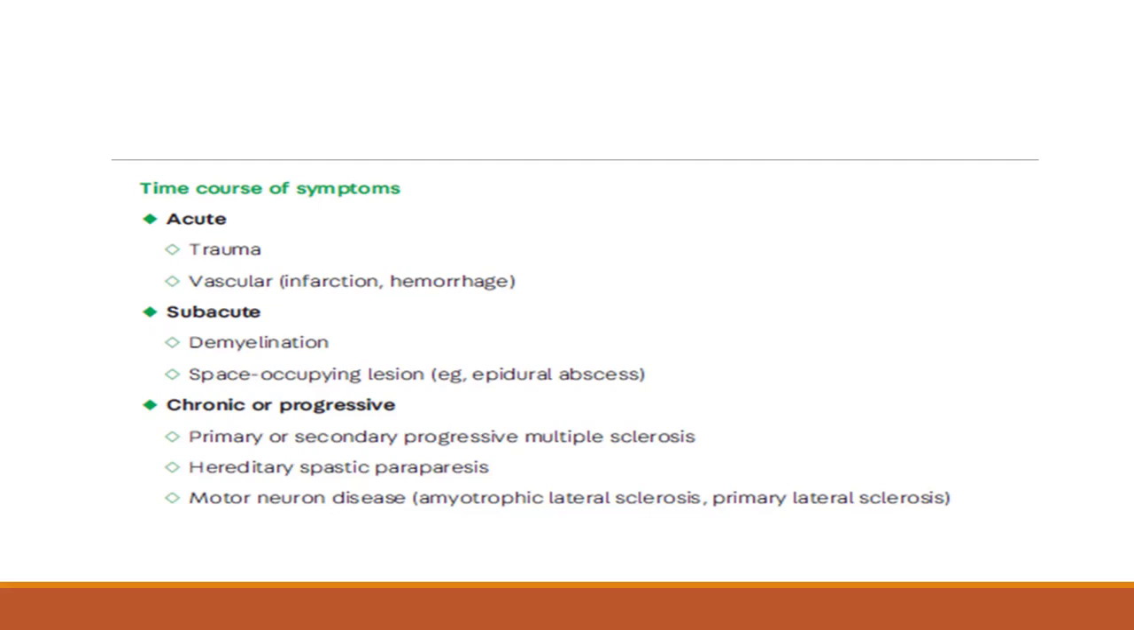So time course is important. Whenever we speak of acute, it is from days to up to 2 weeks. Subacute is 2 weeks to 6 weeks, and chronic is 6 weeks upwards.